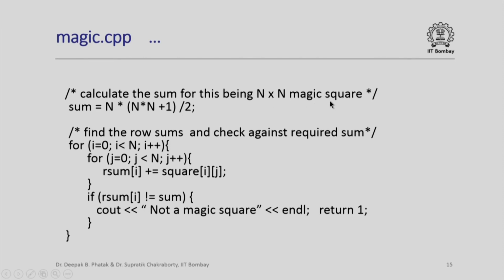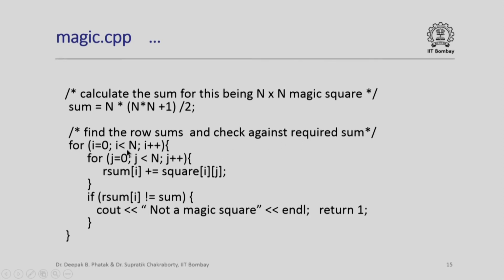If this input square has to be an n by n magic square, then the sum must be equal to this. This was the purpose of declaring the variable sum. Now I will find the row sums and check against the required sum. So, here is the way I find the row sum.